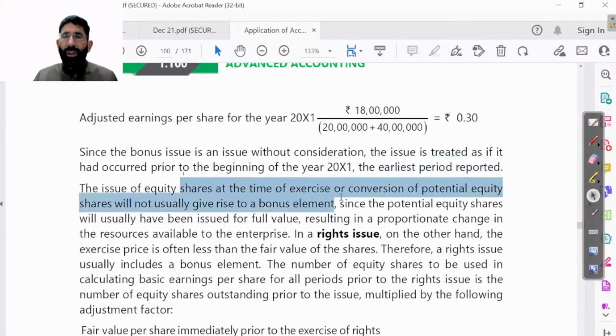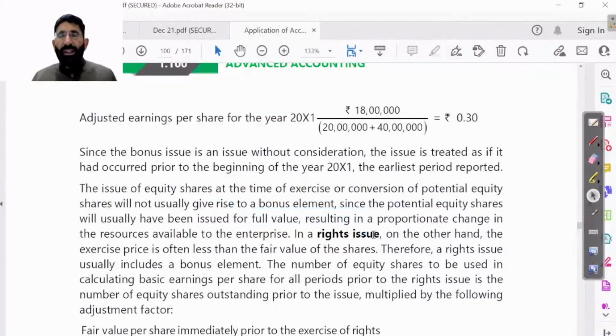The issue of equity shares at the time of exercise or conversion of potential shares will not usually give rise to a bonus element, since the potential shares will usually have been issued for full value. So that is very simple, it doesn't have any effect on diluted EPS.